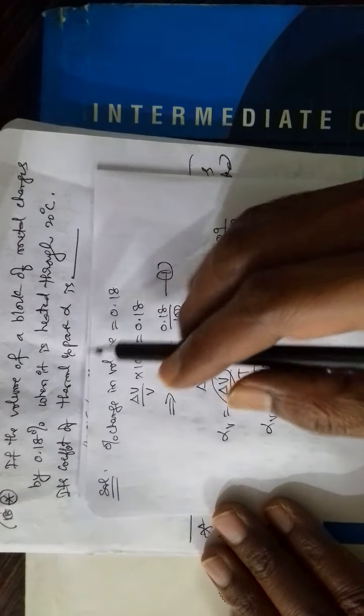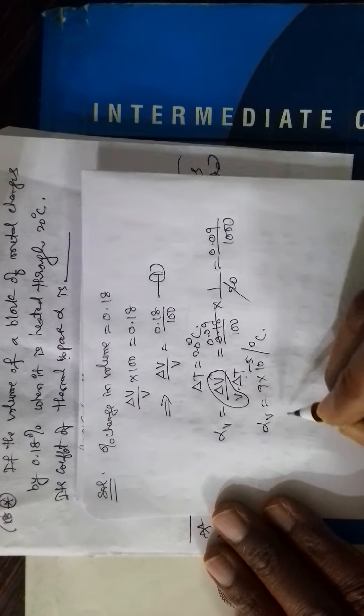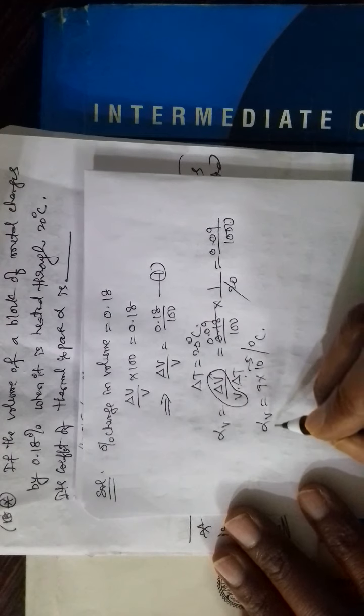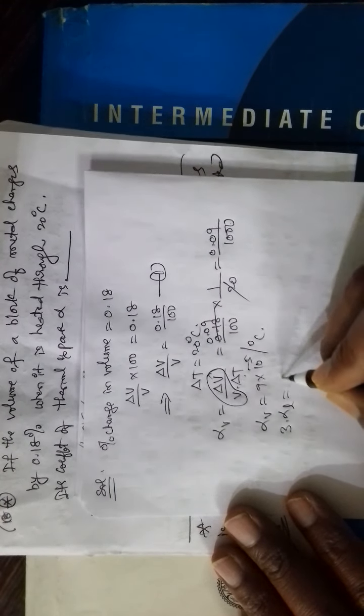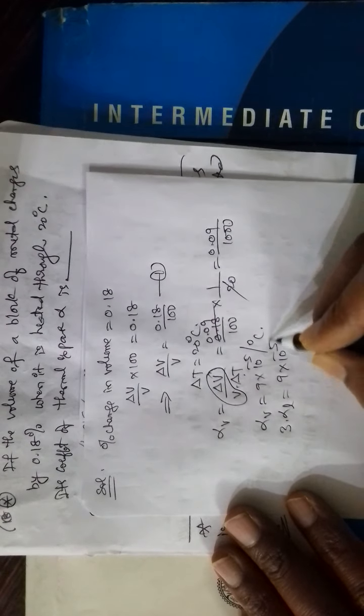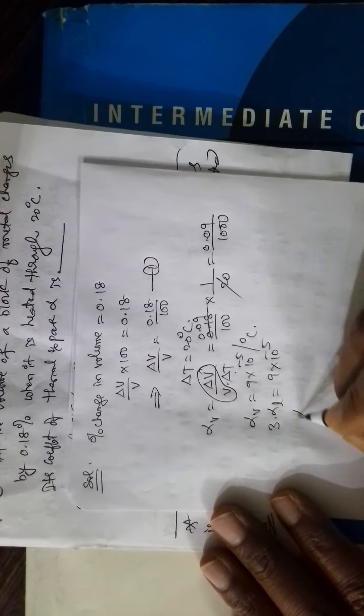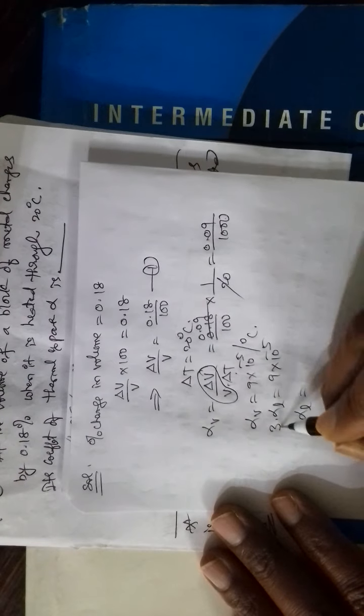But here linear expansion is asked. Volume expansion is equal to 3 times linear expansion. Therefore, alpha L is equal to 9 divided by 3.